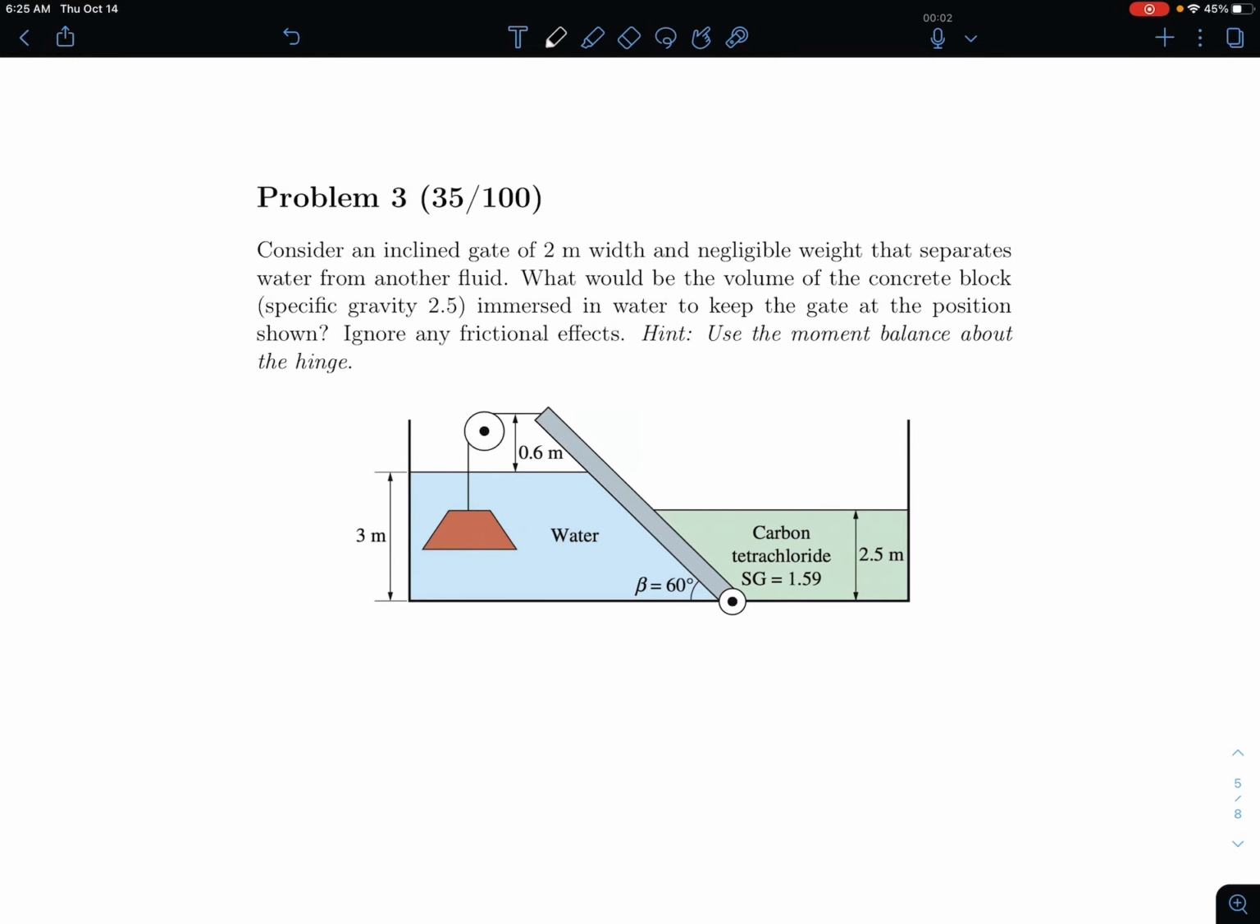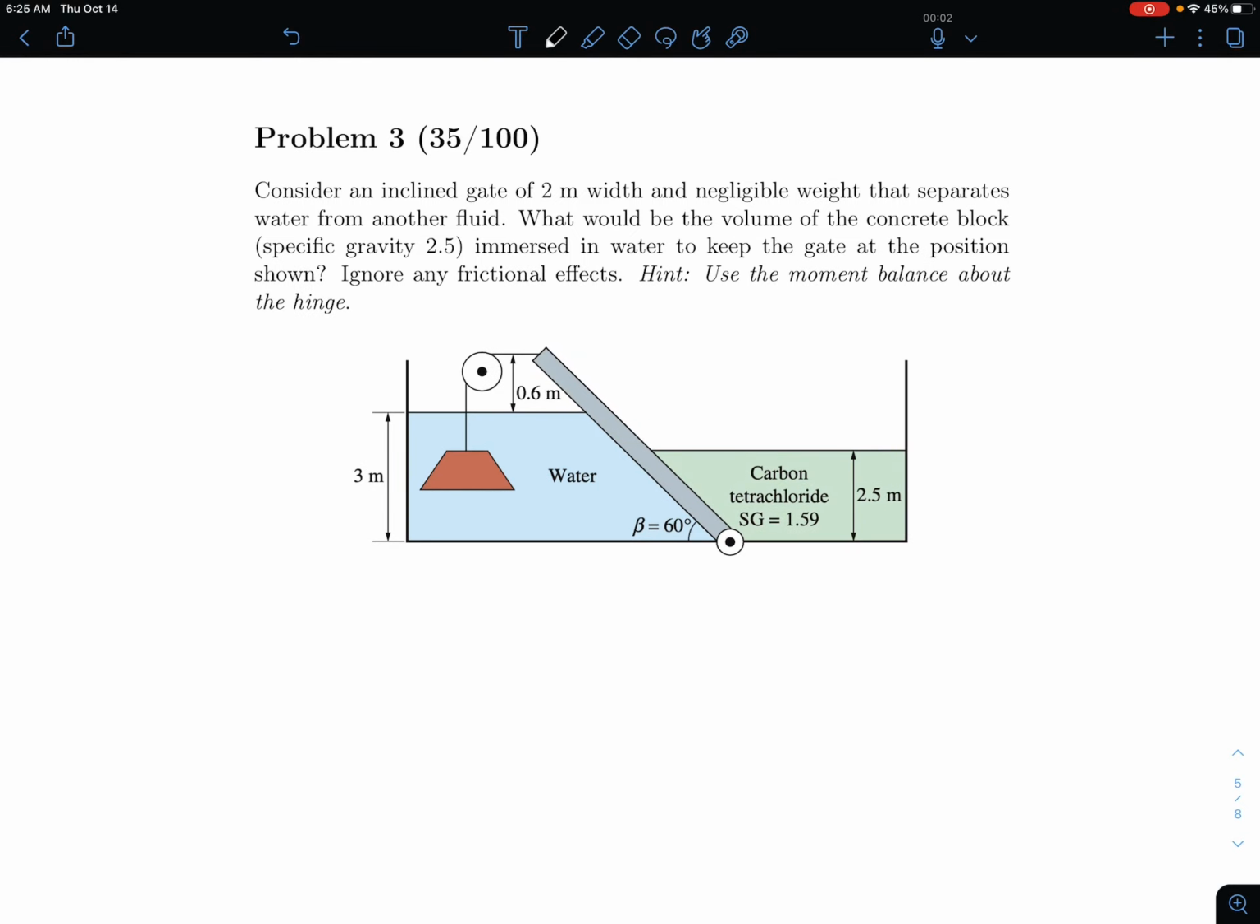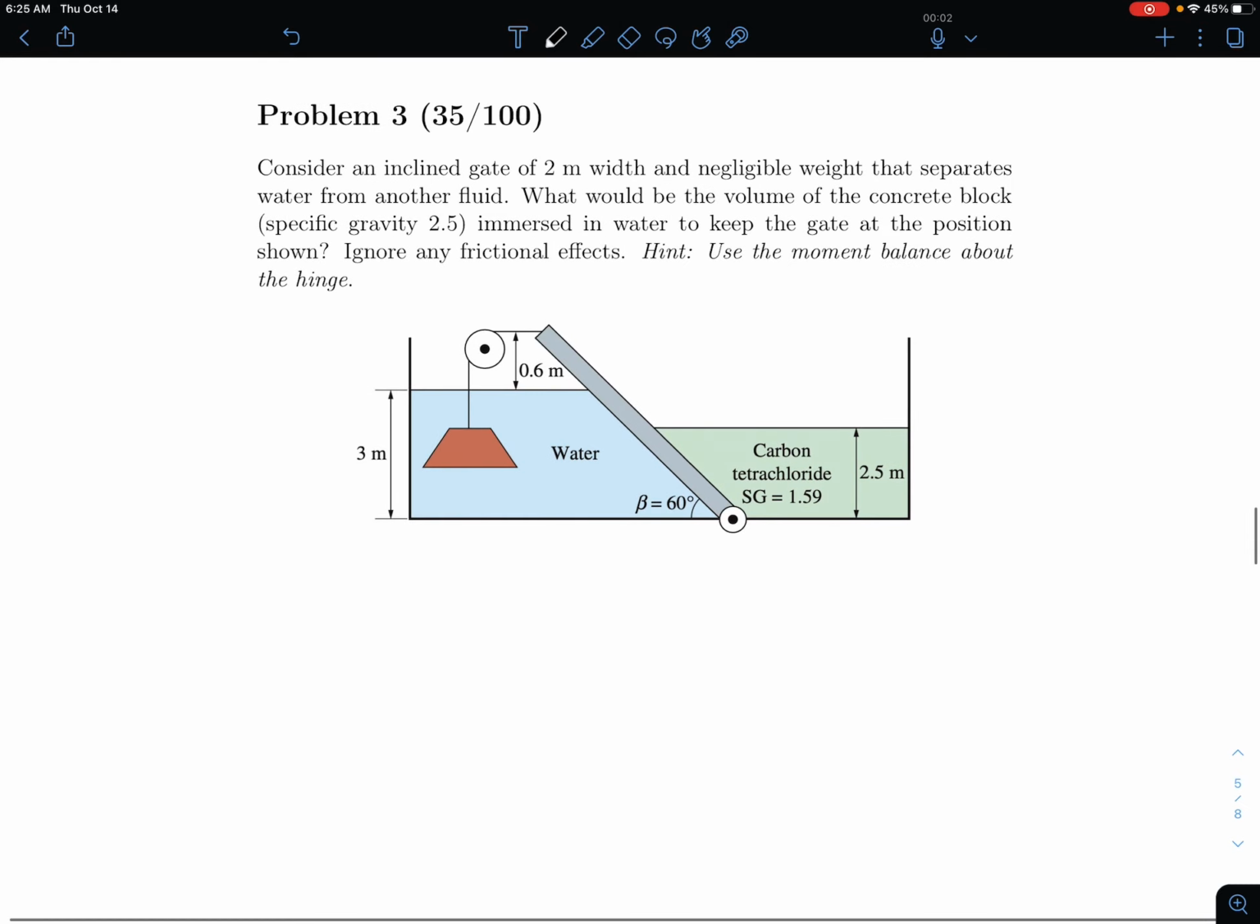For the third problem of the midterm, we have an inclined gate of 2-meter width and negligible weight, but we have two fluids, water and carbon tetrachloride, and we're given the specific gravity of the carbon tetrachloride. At the same time, though, we have a concrete block with a known specific gravity immersed in water. So we're trying to find the volume of that block in order to keep the gate at the position shown.